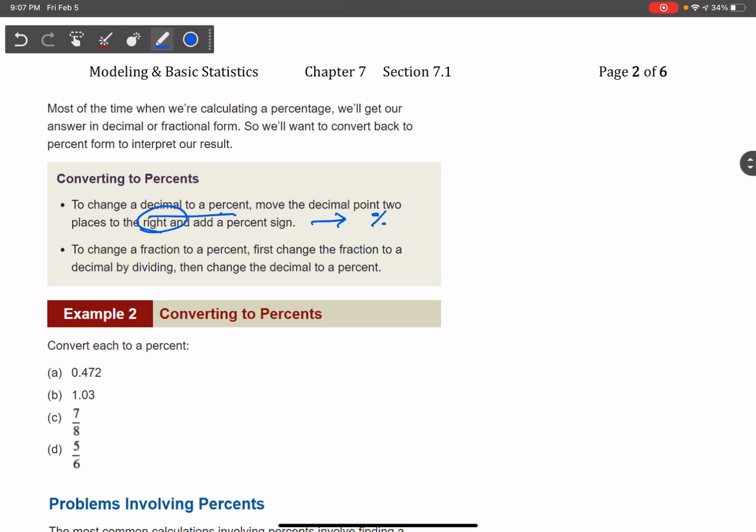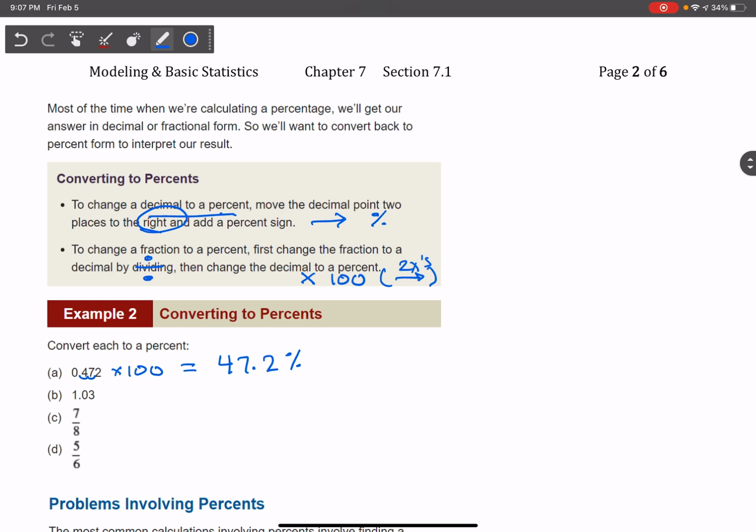And then to change a fraction to a percent, we change the fraction to a decimal first by dividing, then change the decimal to a percent by multiplying by 100. Okay, so let's try it out. Convert each to a percent. Well, we just need to multiply by 100 in this place, or move the decimal 2 times to the right, and that's the same thing. And we end up with 47.2, and then put that percent sign back on.